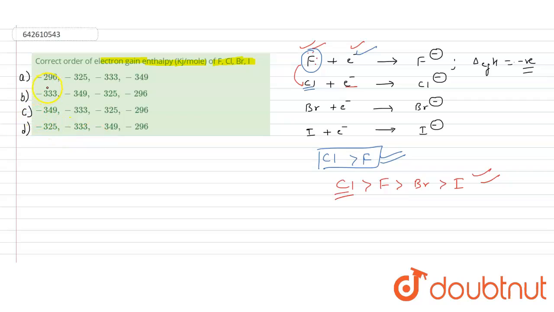Option A is minus 296. The energies are minus 296, minus 325, minus 333 and minus 349. As you can see, the more the energy released, that energy corresponds to chlorine. So minus 349 is the most energy.